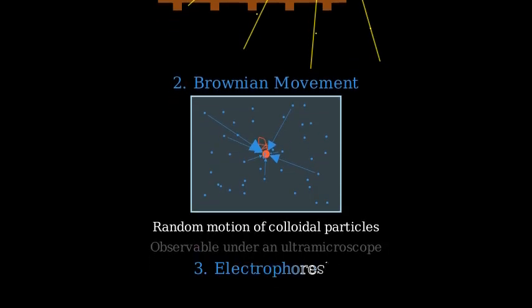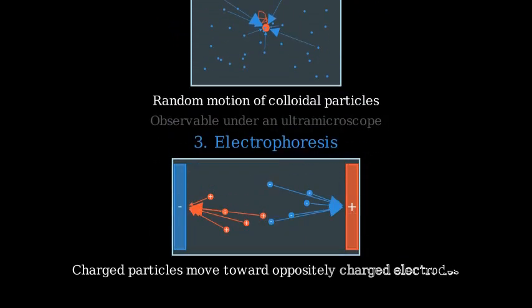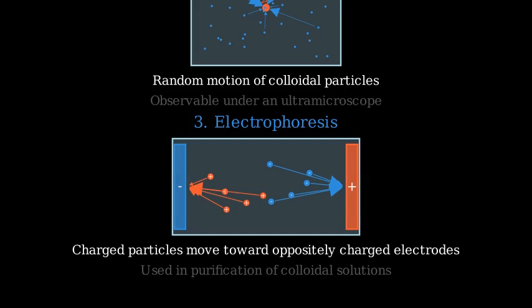3. Electrophoresis. Colloidal particles carry an electric charge, either positive or negative, under the influence of an electric field. These charged particles move toward the oppositely charged electrode. This property is used to purify colloidal solutions.